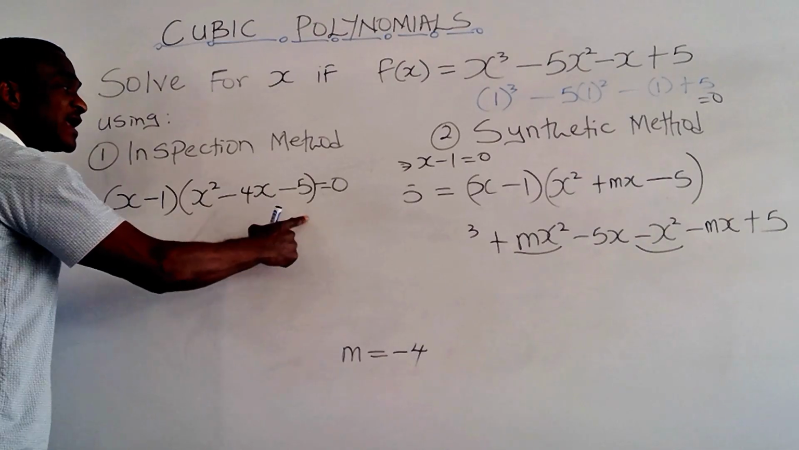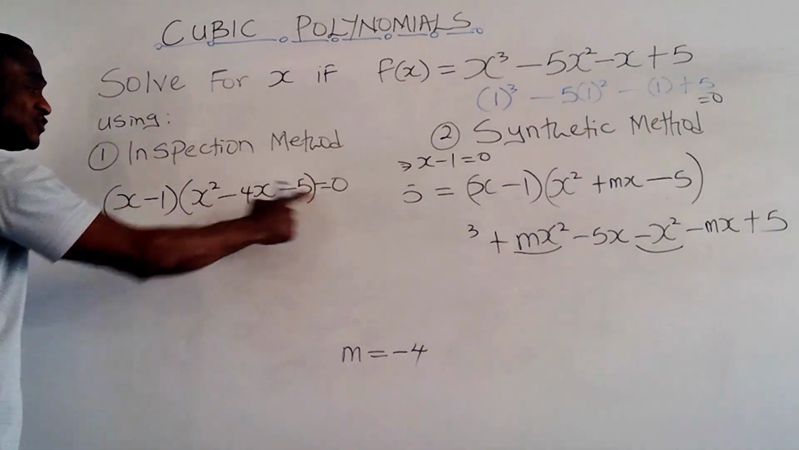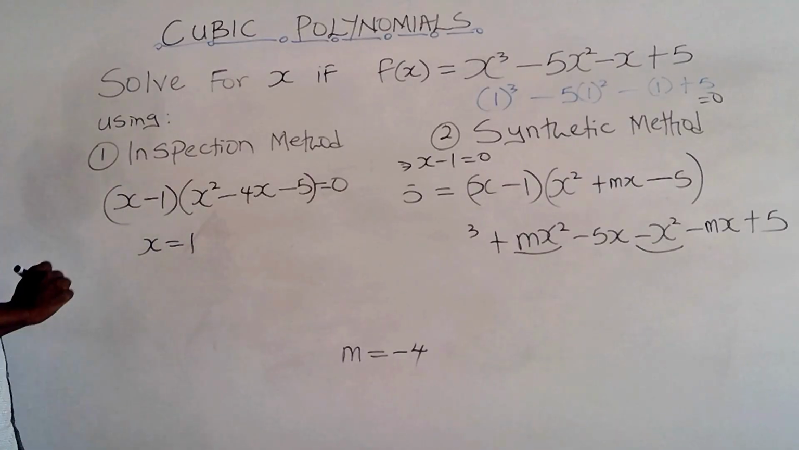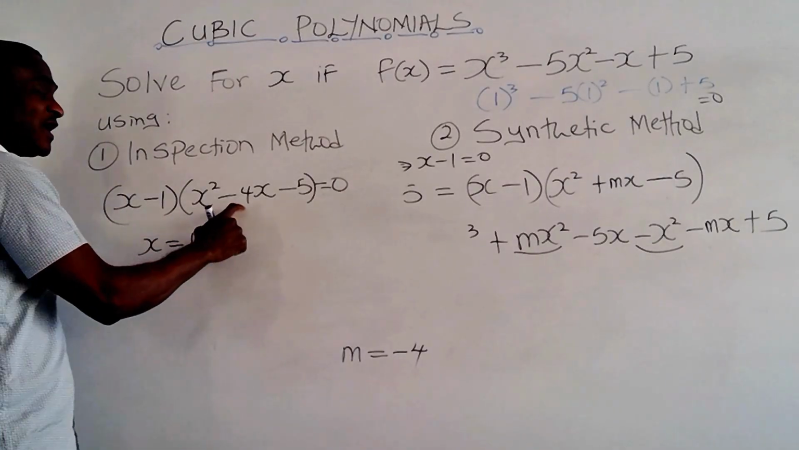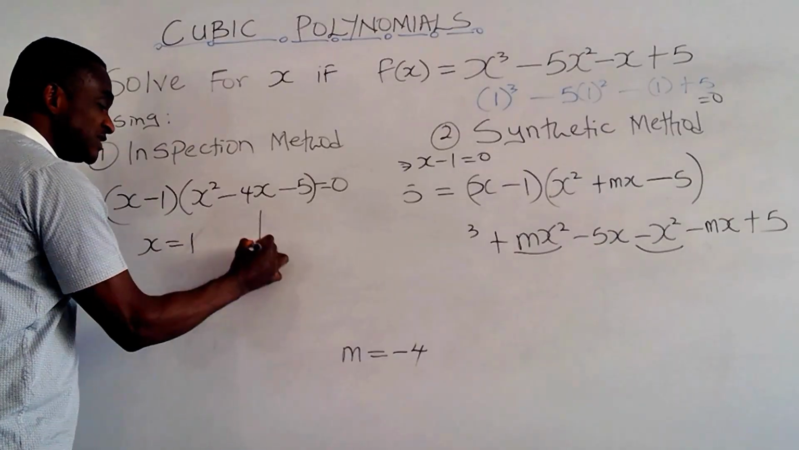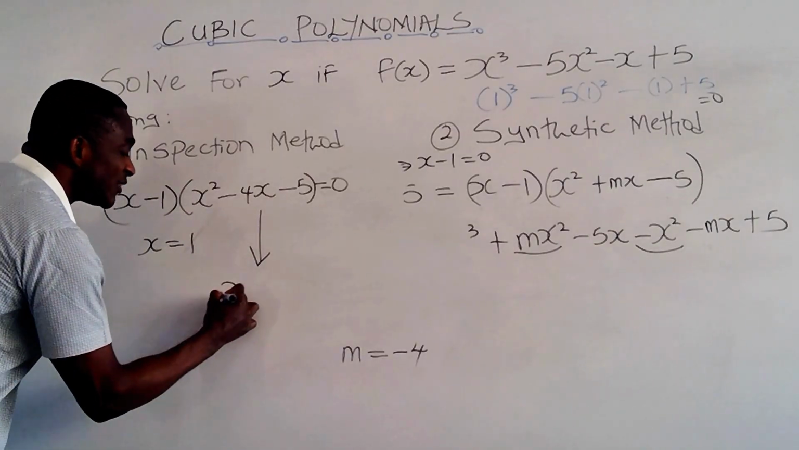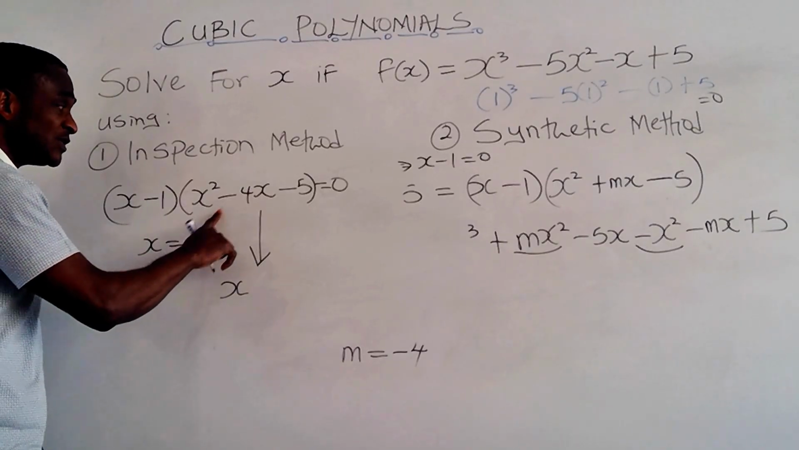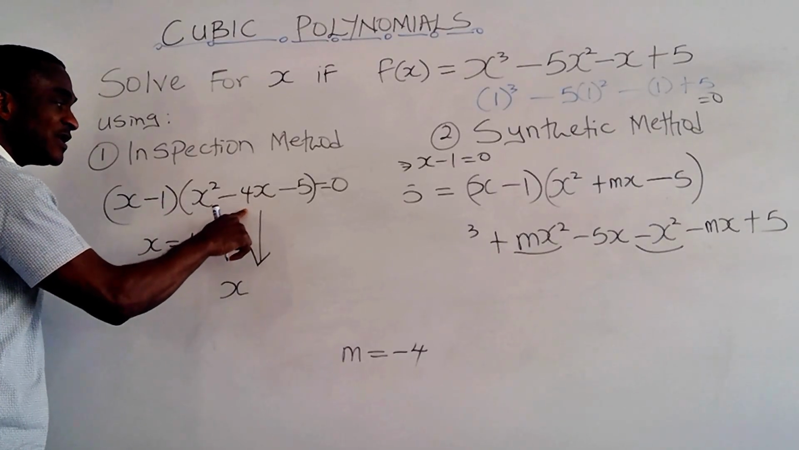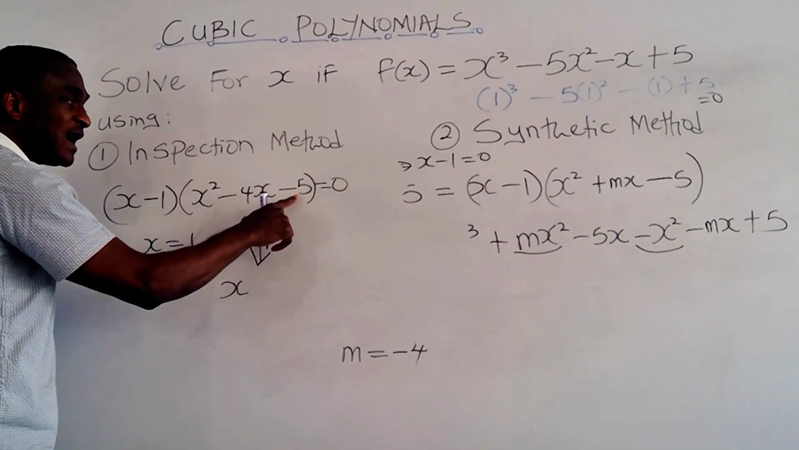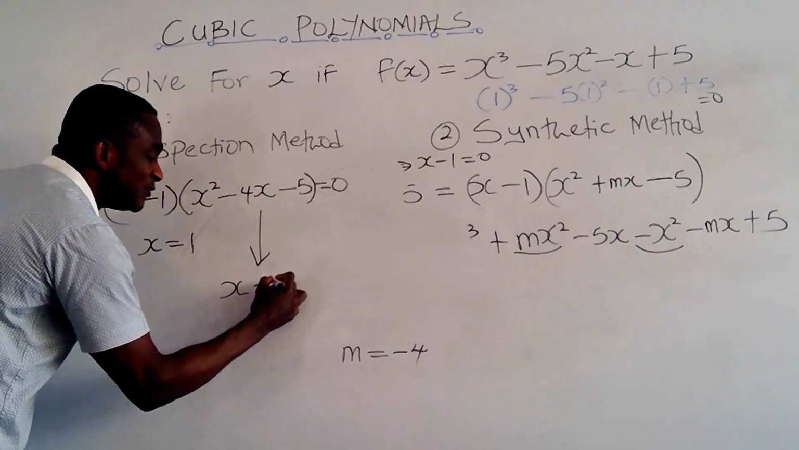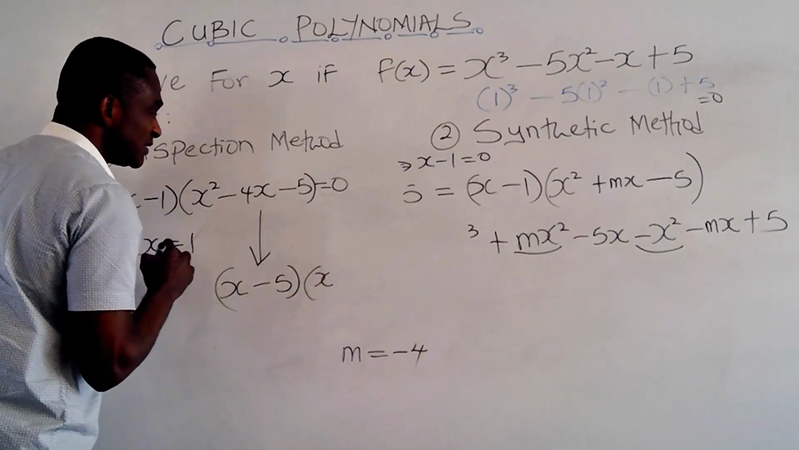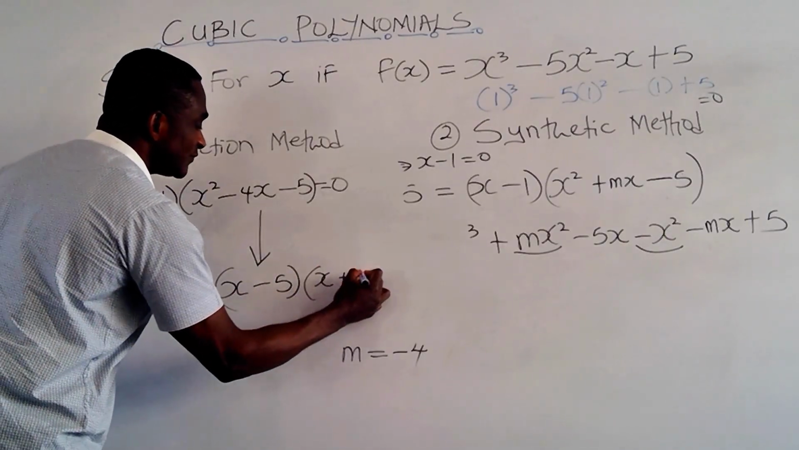Equate individual brackets to 0. So we have x equals 1. From this, we already know. Now we think about factorizing the second one. So the second one here, if we factorize that, that's a parabolic function, a quadratic function. We need the two values that will give us the middle when we add them and give us the last when we multiply them. We have minus 5 and plus 1.